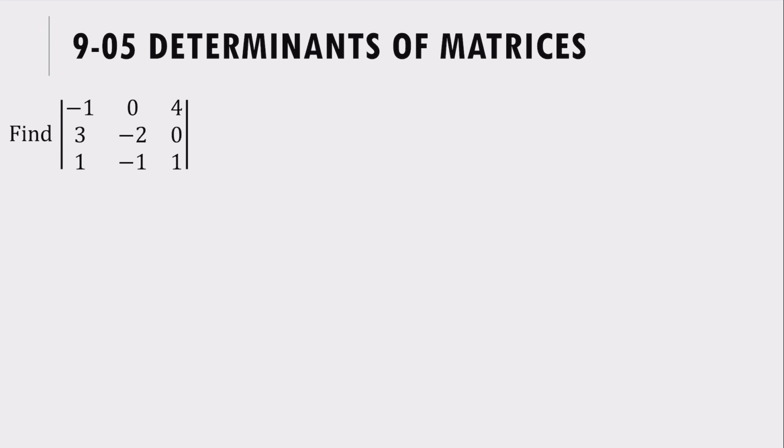All right, let's find this determinant. I know it's a determinant because the sides are the absolute value bars, not the brackets for a normal matrix. There's a shortcut, but let's not use the shortcut. Let's use the expansion by cofactors. And this is easiest if you pick a row or a column that has zeros. So it could either be the first row or the third column that would make it easiest. So let's pick the first row.